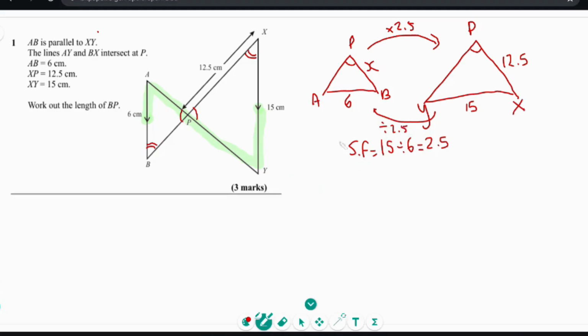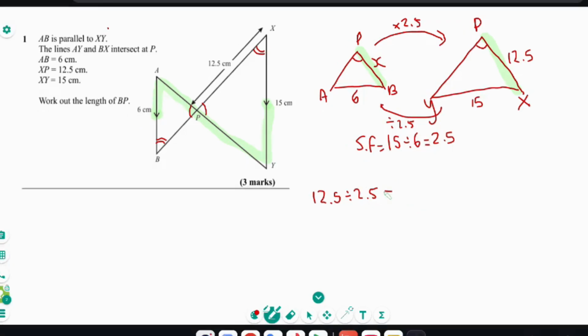Work out the length BP. So BP is similar to PX. So 12.5 divided by 2.5, which is 5. So the length of BP is 5 centimetres.